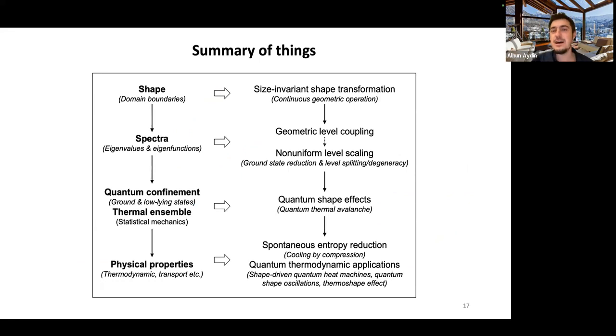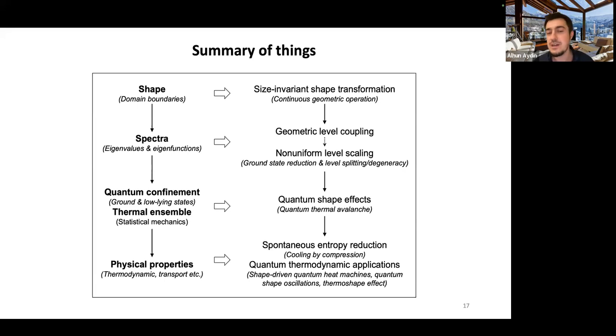So here I introduced you to a new type of geometric technique, which is called size-invariant shape transformation. And it changes the spectra in a non-trivial way. It induces non-uniform level scaling. And once you combine it with the statistical mechanical approach, the thermal states, you reach the quantum shape effects and quantum thermal avalanche effect. And this changes the physical properties.